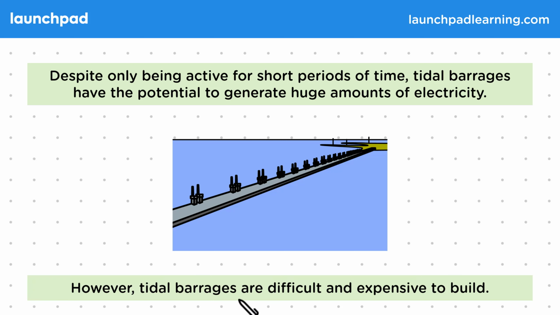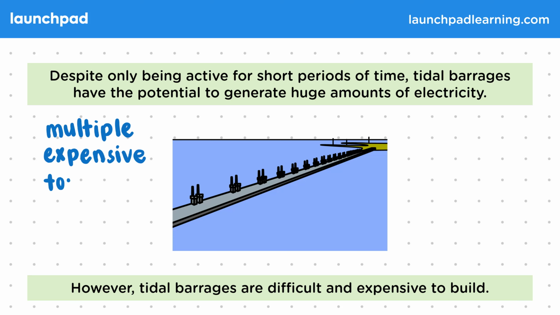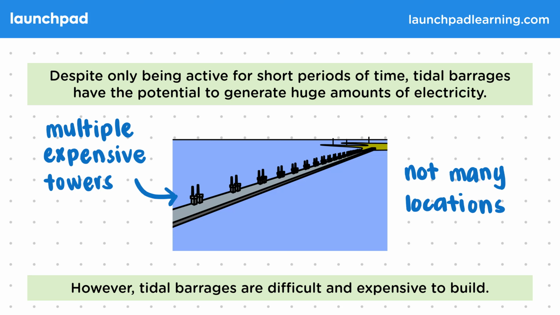However, tidal barrages are difficult and expensive to build. Construction requires multiple expensive towers to be built, involving underwater construction on the seabed. There are not many appropriate locations available, as they work best in narrow channels and the options are limited. The water has to be a certain depth, and it needs to be as close as possible to where the electricity is required to avoid excessively long electricity lines.